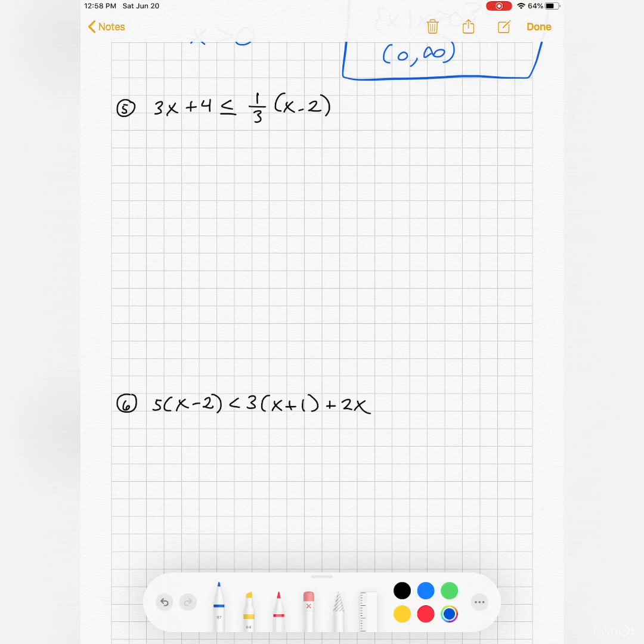How to start this one? I could distribute the 1/3, or I kind of prefer to get rid of fractions if I can. So what if instead I multiply both sides by 3? So I'm multiplying by a positive, so I don't have to flip the sign. And so this 3 cancels with that 3. So notice how I don't multiply twice. These two things are already multiplying. So when I distribute that 3 to this factor, that's already affecting this factor.